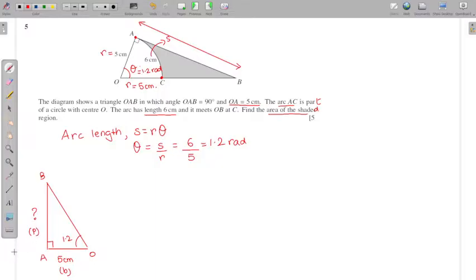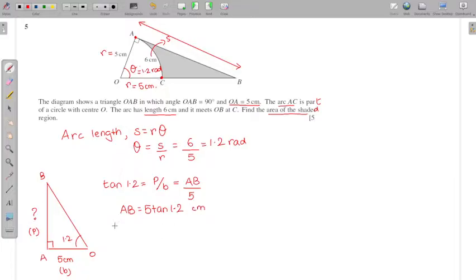So we can use tan. So tan of 1.2 is equal to perpendicular by base. Perpendicular is AB and base, which is AO, is 5. So AB will be equal to 5 into tan of 1.2. So now we have this side and we can find out the area of this right angle triangle. By subtracting the area of this sector, the white portion, from the total area of the right angle triangle, that will give me the area of this shaded portion.